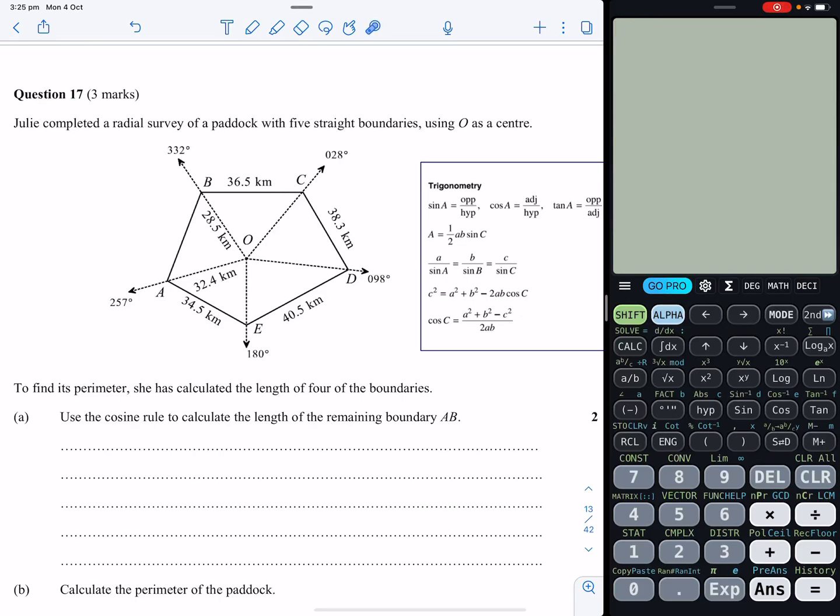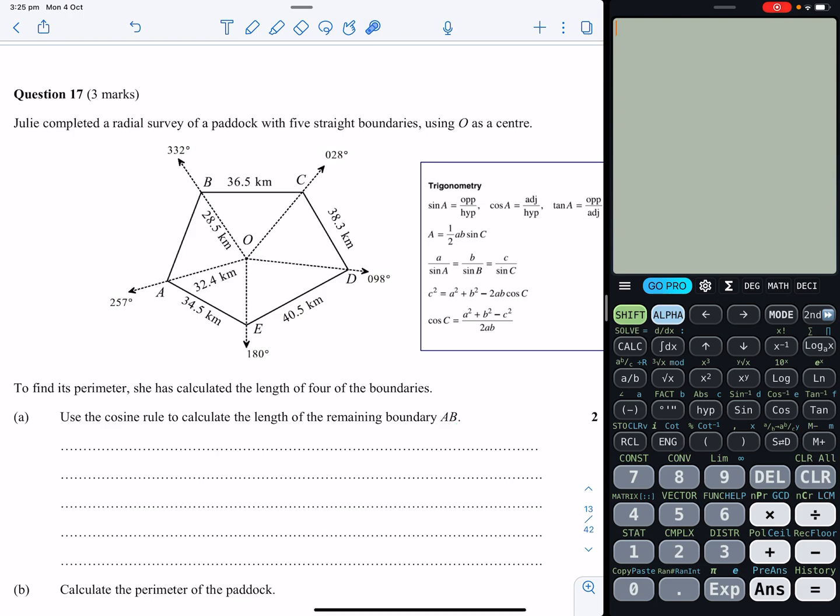Question 17. Julie completed a radial survey of a paddock with 5 straight boundaries using O as a centre. To find its perimeter, she has calculated the length of 4 of the boundaries. Okay, so she's calculated these lengths here. Use the cosine rule to calculate the length of the remaining boundary AB.